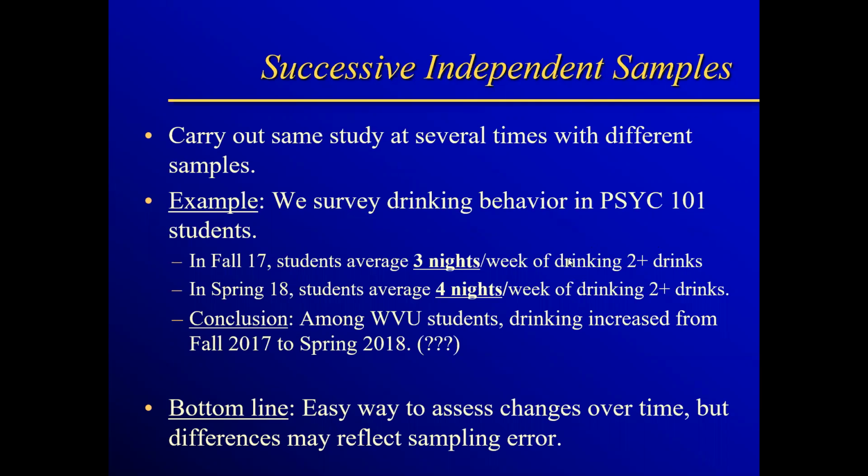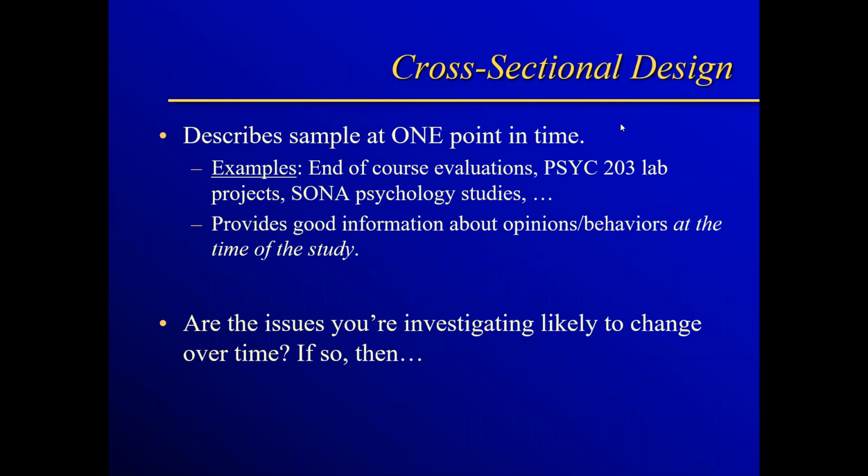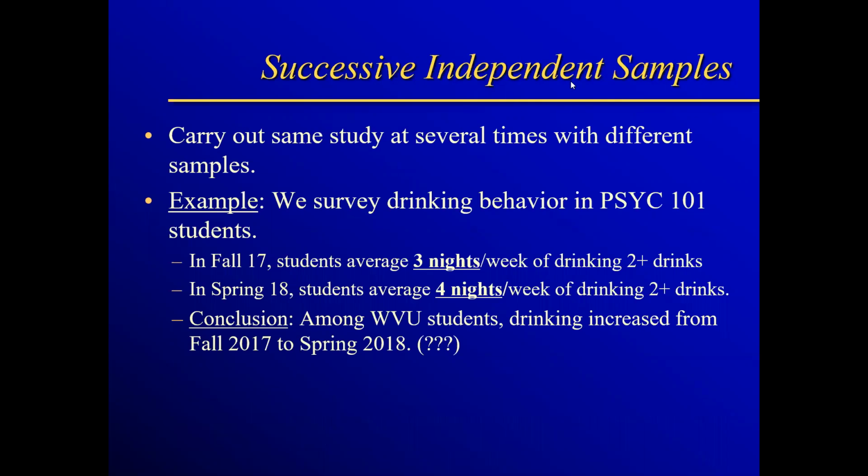So any questions so far about cross-sectional design, asking a survey at one point in time about current thoughts or feelings or behaviors, and a successive independent sample, which assesses that same survey at multiple times, whatever the time frame is, with different samples? Any questions so far about these 2 designs?